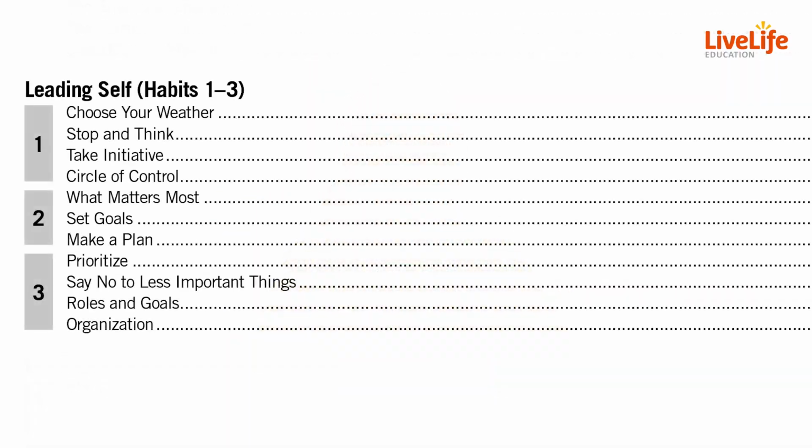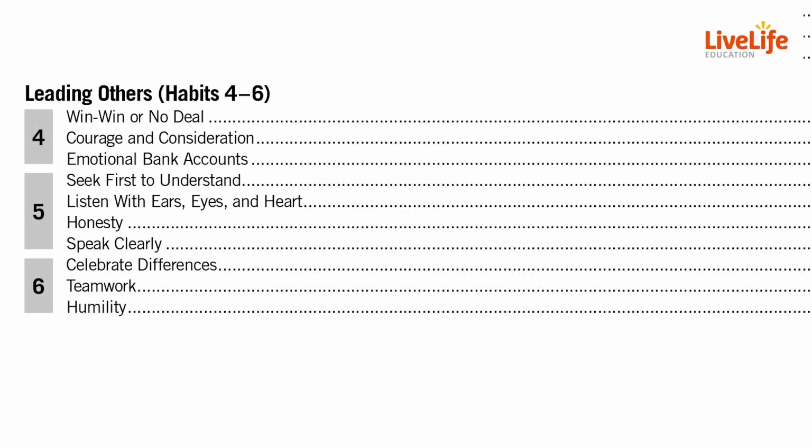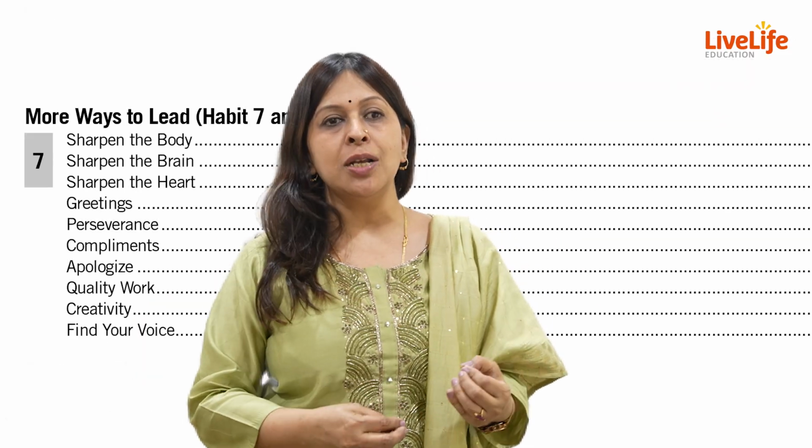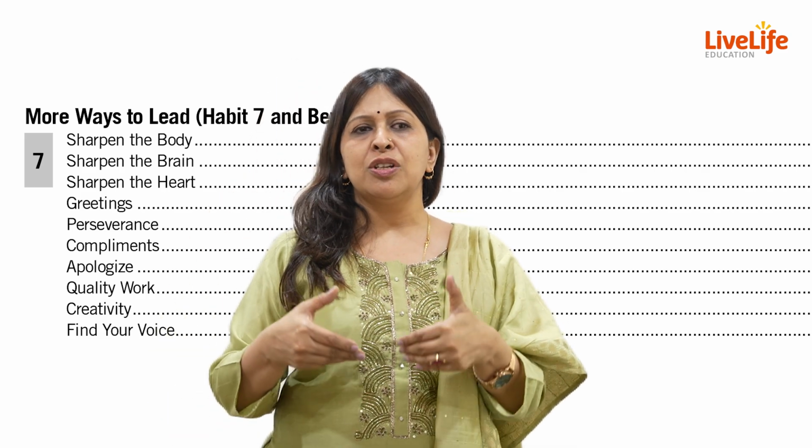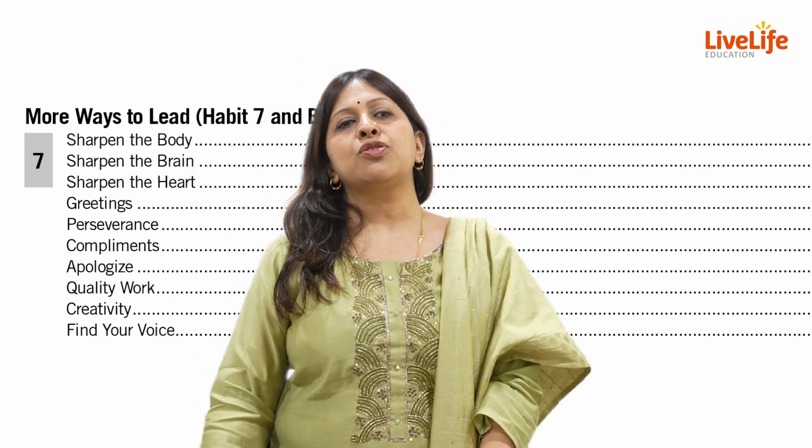Under every habit, there are 5 to 6 lessons. Then comes leading others. This is habit 4, 5 and 6. Again, under every habit, you have around 5 to 6 lessons. And the last part is habit 7 and beyond. This has around 4 units from habit 7, and the rest of the lessons are based on other soft skills. Now, let us take a lesson from grade 2 and understand how it is structured.